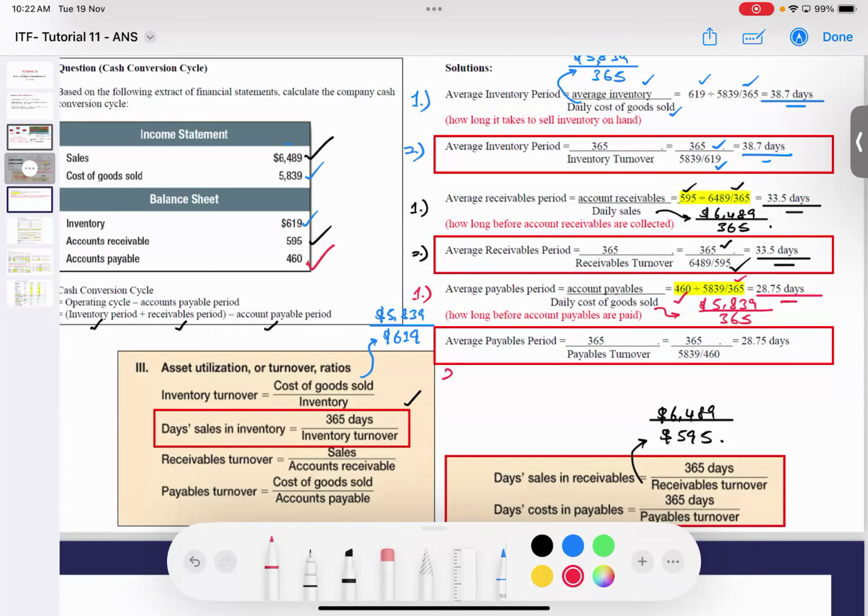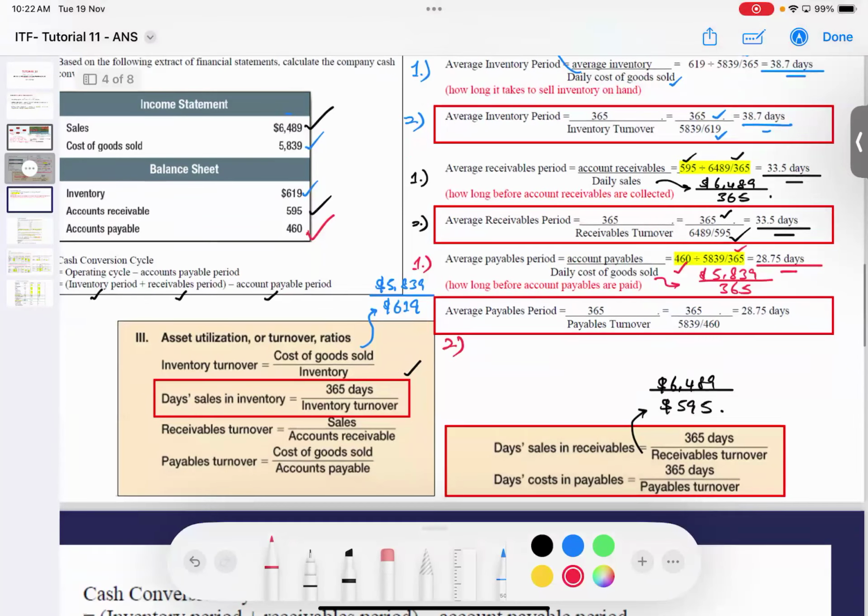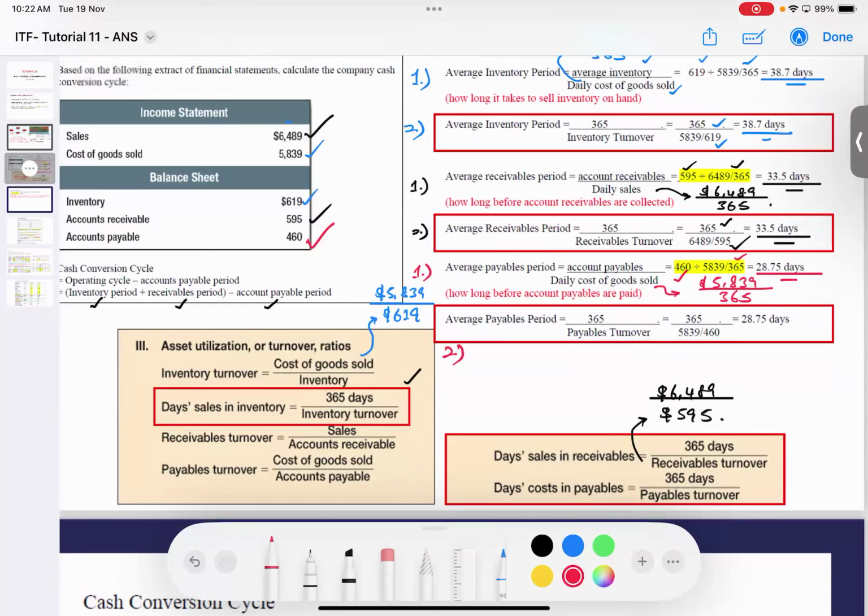Or you use the financial ratio that we learned earlier, 365 days divided by payable turnover. How do you get payable turnover? You use cost of goods sold 5839, okay, divided by accounts payable. Accounts payable is 460. Okay, get same answers.